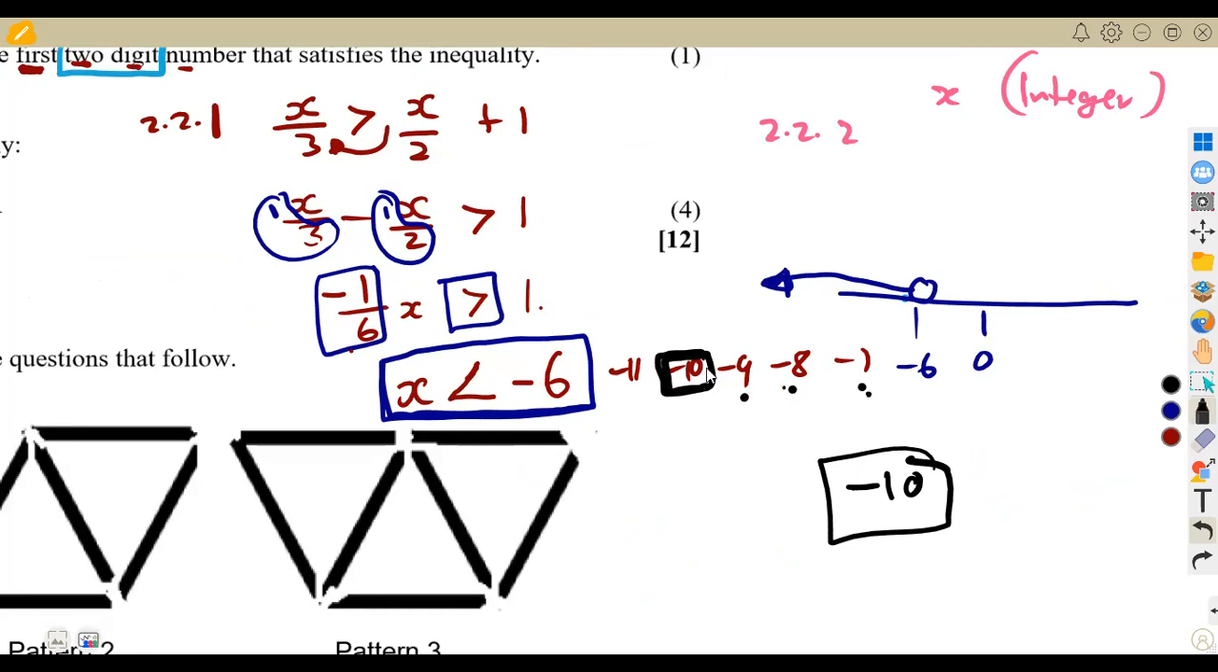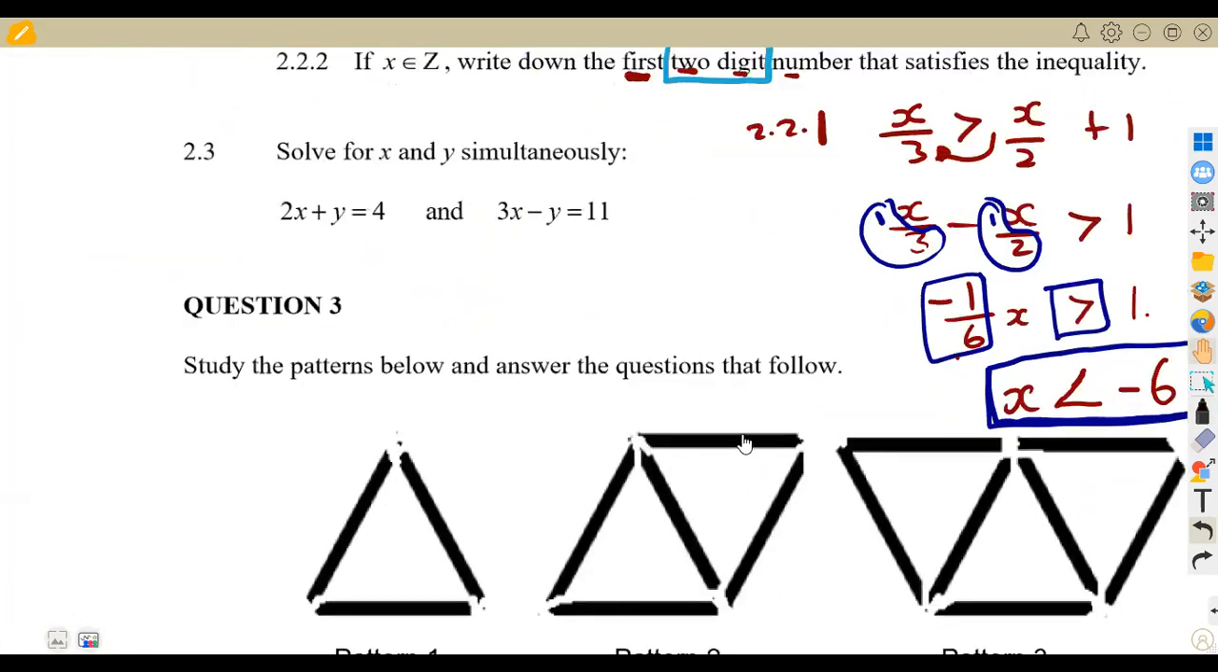As you can see, after negative 10, negative 11, negative 12, all of these are now 2-digit numbers and so on. But the first 2-digit number there is going to be negative 10 as we go in that direction.